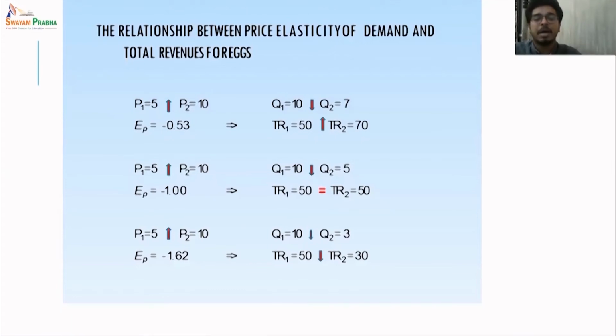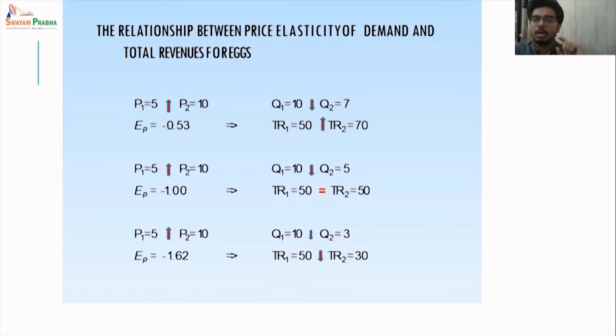At the same time, the next one is unit elastic, where you observe that when price rises by 2 times, the quantity exactly becomes half. Quantity falls by 2 times, right? Or quantity is halved. So what we observe is that the total revenue, that is price into quantity, is 5 into 10 when the price is 5 rupees, and 10 into 5 when the price is 10 rupees. So it's a unit elastic demand.